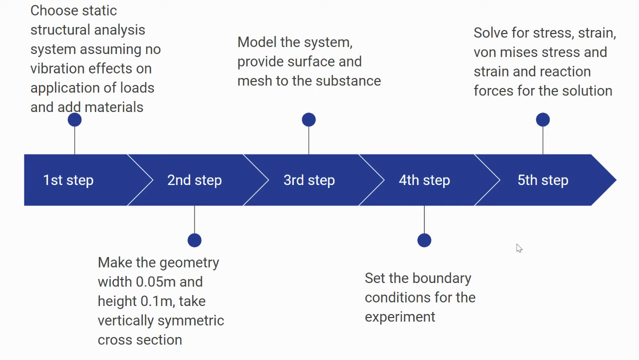In the second step, we make the geometry with width 0.05 meter and height 0.1 meter. We take a vertically symmetric cross section because the same thing happens on both sides of the symmetry line. So to reduce the computation and time required in ANSYS, we draw a symmetry line and take one of the symmetric sections.